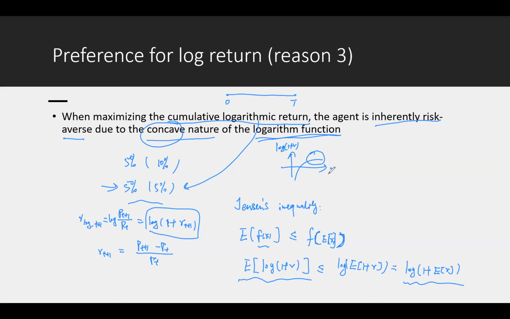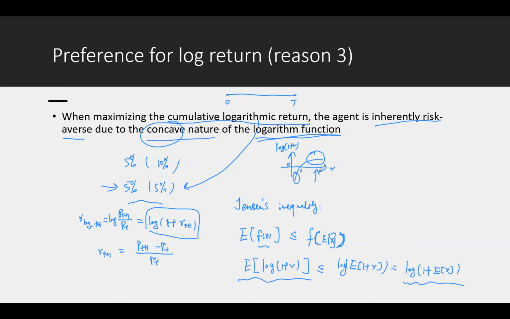So this means that if your simple return is already very positive, and we know that this is 1 when log of 1 plus r is 0, so if r is very big, very positive, then the resulting log return is going to be very flat. It means any change in r is not going to cause a big change in the log return. So that's what we observe.